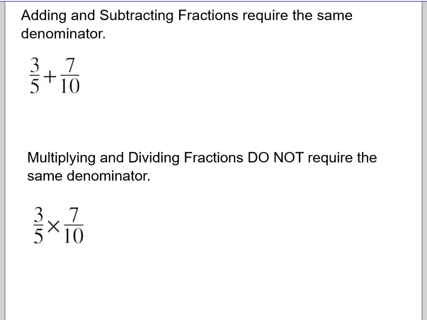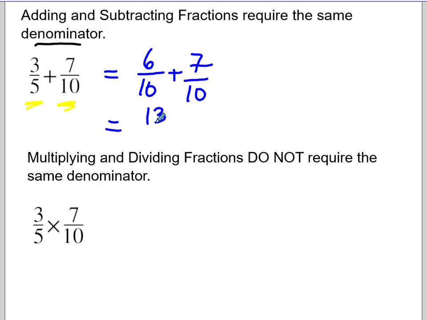So a quick reminder, adding and subtracting fractions require the same denominator. Okay, so these guys right here need to be the same. So if I was going to do this problem, I need equivalent fractions to change the 3/5 into 6/10. The 7/10 can stay the way it is. And then I add the numerators and I leave the denominators. So this would become 13/10 or 1 and 3/10.